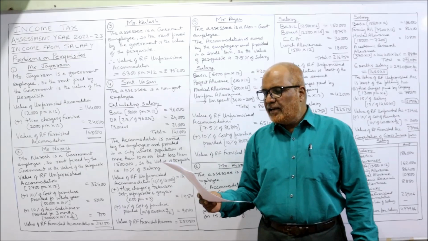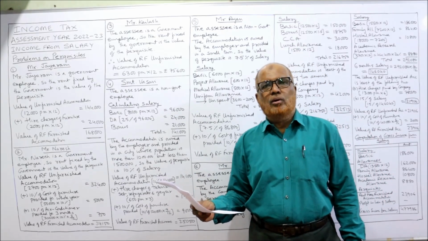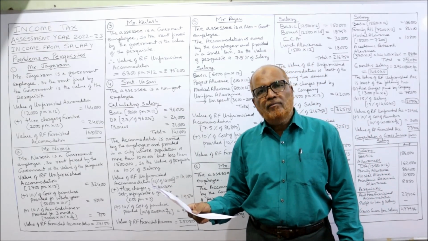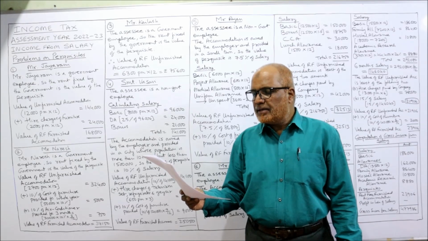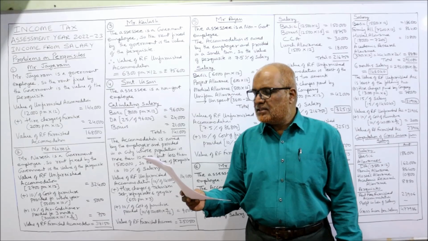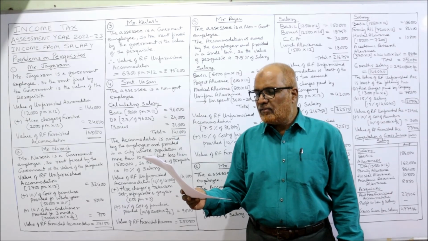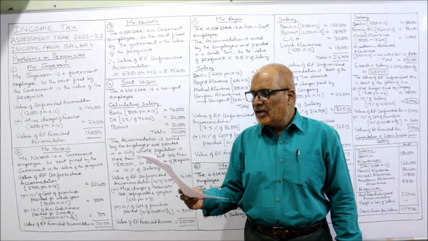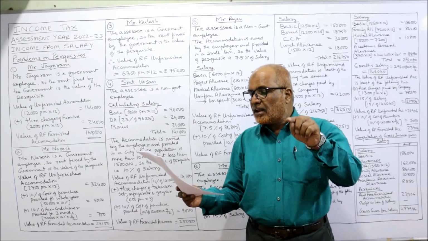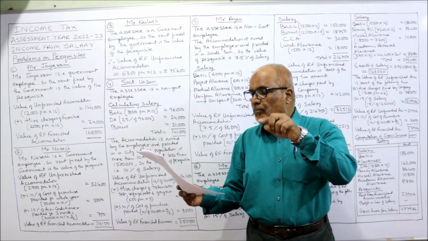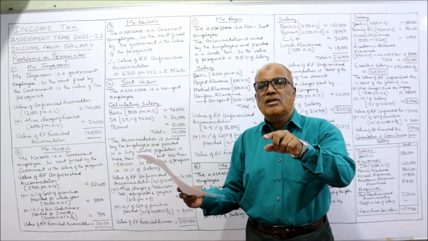Mr. Kailash is working in Indian Railways at Bangalore. So again, Indian Railway is a government department. His salary particulars are basic pay 78,000 per annum, DA 63,000 per annum, children education allowance 2,000 per annum for his 3 children, entertainment allowance 5,000 per annum. He is provided with rent-free accommodation with a municipal rental value 4,800 per month.